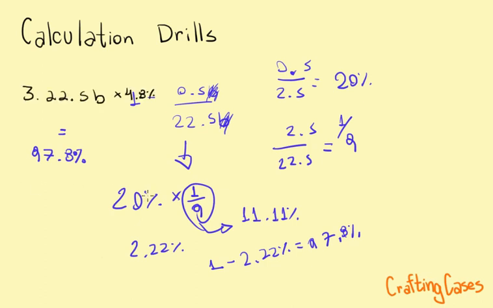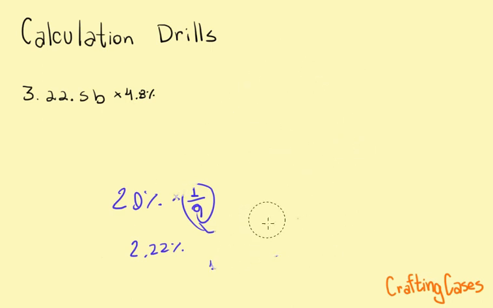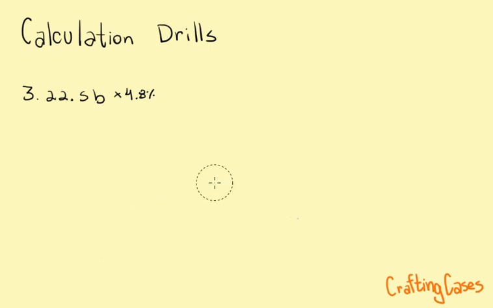Alright, let's move on to the next one. Here we go. Erase this real quick. Take a look at it while I do it. Alright, let's go. So we have the same 22.5 billion times 4.8%. Well, these seem to have come out of a case. I know they have, I did it myself.